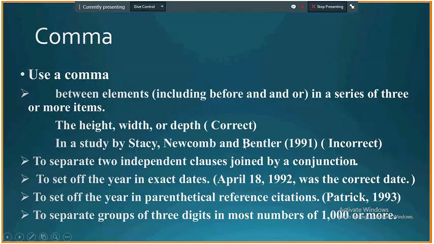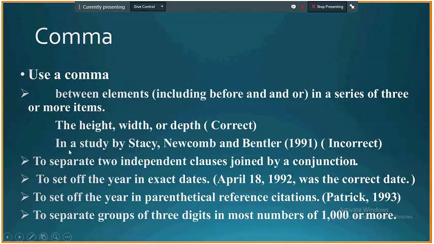In the second example, the year 1991, I mentioned an incorrect sentence. I do not put a comma before "and" here. This is incorrect, so we must include a comma before "and" or before "or". In the first sentence, before "or" there is a comma, so it is correct. So before "and" or "or" we include a comma between the elements. This is the first one.